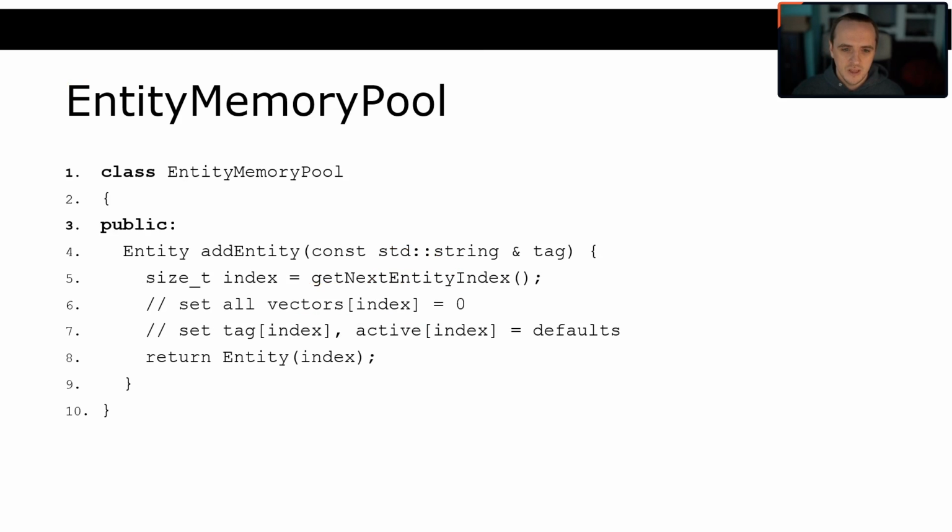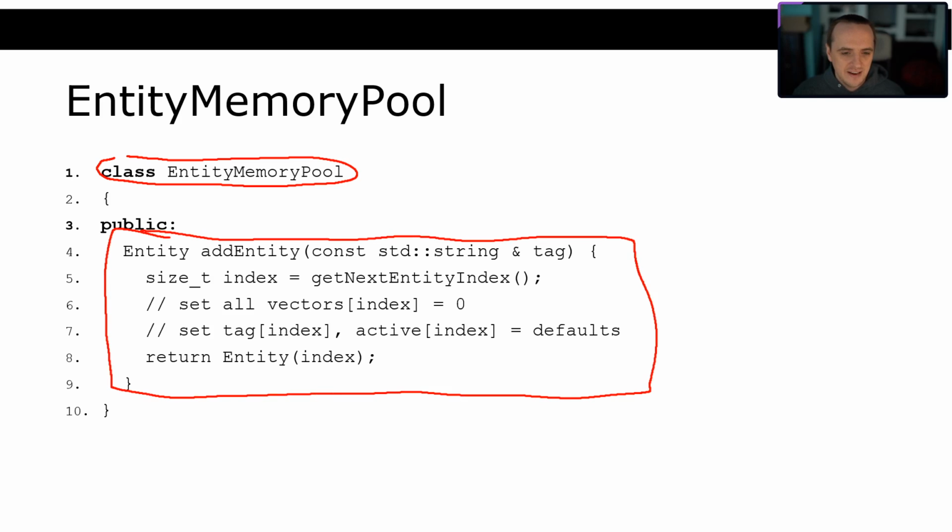Okay. So now in the entity memory pool, we have to have one more function, and that's how do we actually add the entity to our pool. Whenever we want to add an entity of a given tag, a really important first step is to look up the next available entity index in the memory pool. I'll show you how we can do that in a second, but however you do that is going to be a lot simpler than malloc. And you have to set all the vector indexes to 0, and set the tag and the index to the defaults, okay?